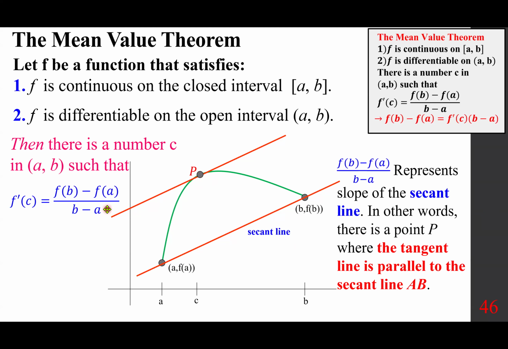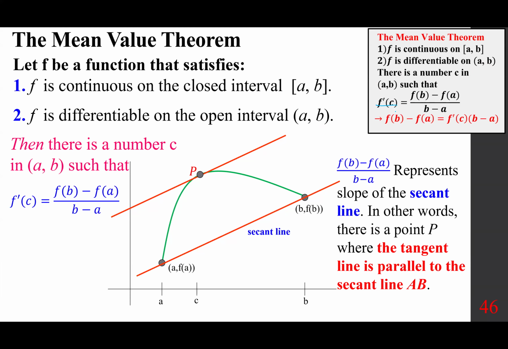So the mean value theorem: number one, f is continuous on the closed interval a to b. Number two, f is differentiable on the open interval a to b. Then there must be a number c in the open interval such that f prime of c is f of b minus f of a over b minus a.